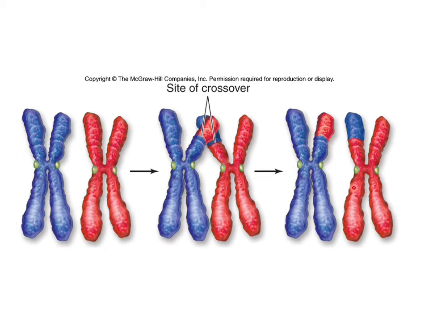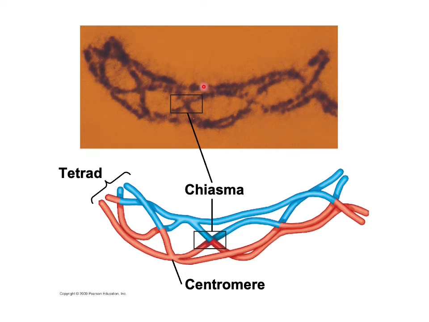Some chromosomes, or I should say some tetrads, undergo multiple crossing over events. So here is what it would look like under a microscope, and you can see that it's like all entangling and crossing over multiple times in multiple places.